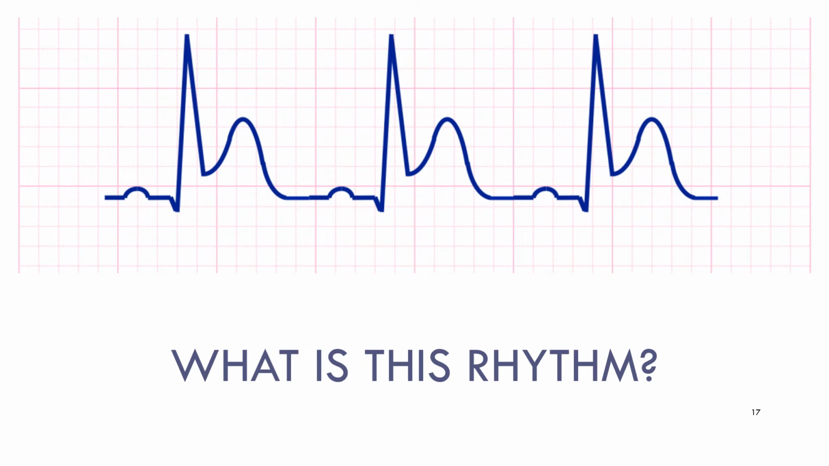So when you look at this rhythm, what do you see? I would agree with you, you see something bad. Basically, what you have here is a myocardial infarction. And you could tell in a couple of different ways. First of all, let's look at the QRS complex. QRS, QRS, QRS. Is it narrow?